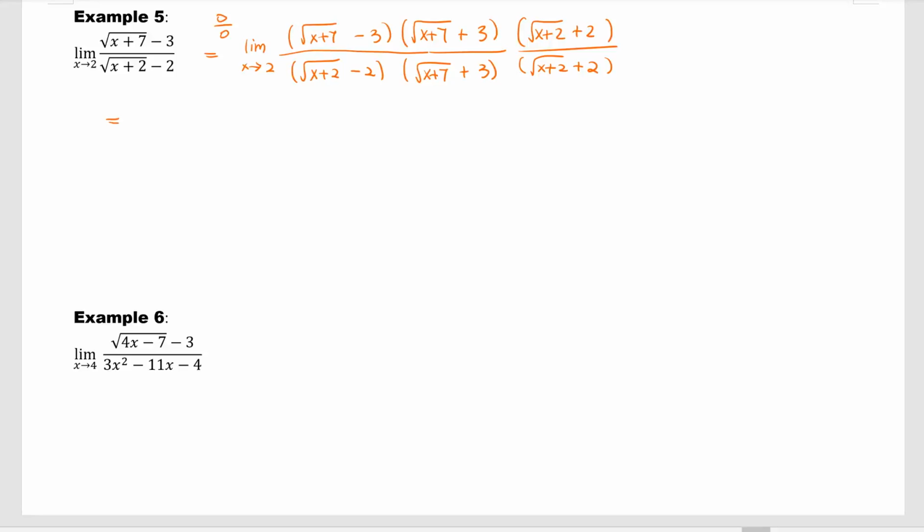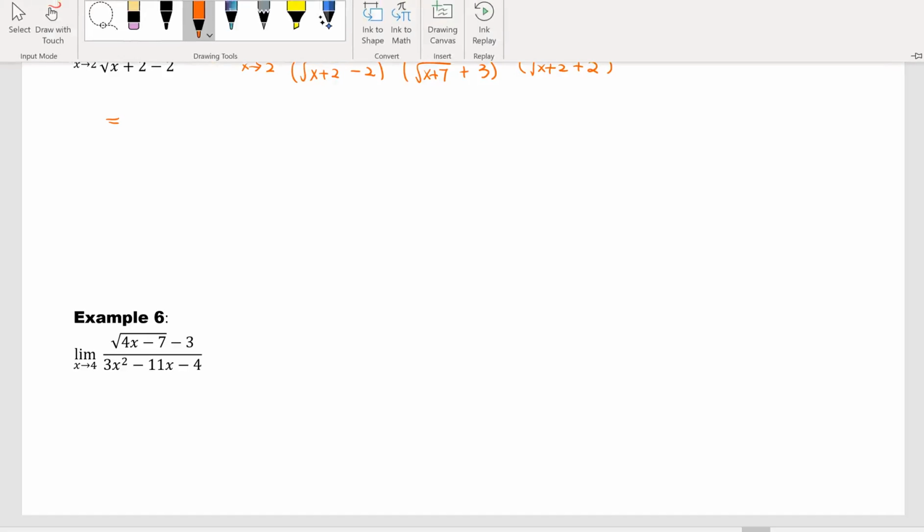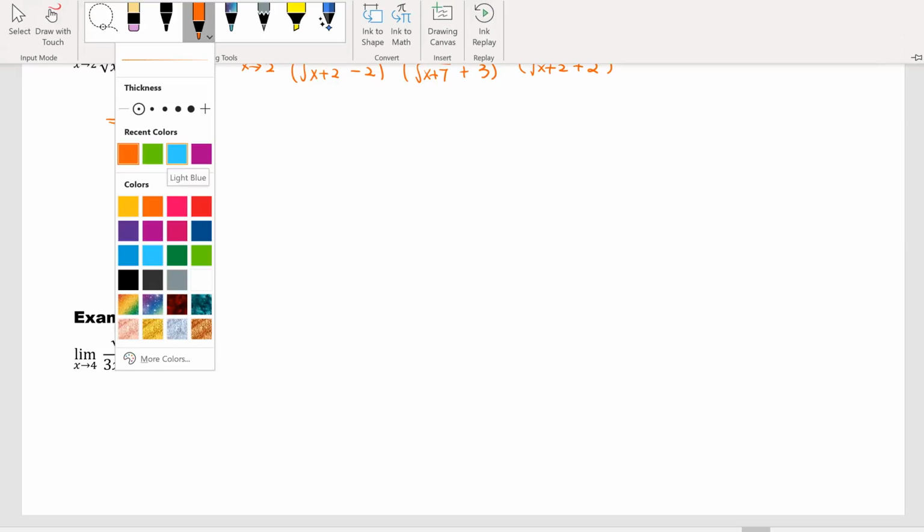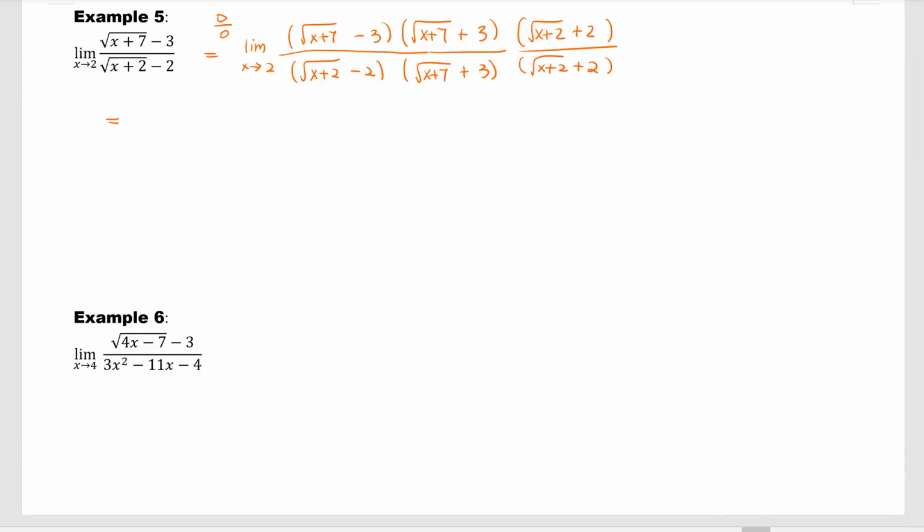So we need to multiply by the conjugate of both of them. Now what happens? I'm going to use my color to show you. For the numerator, group this together and multiply them out. So what do we get?